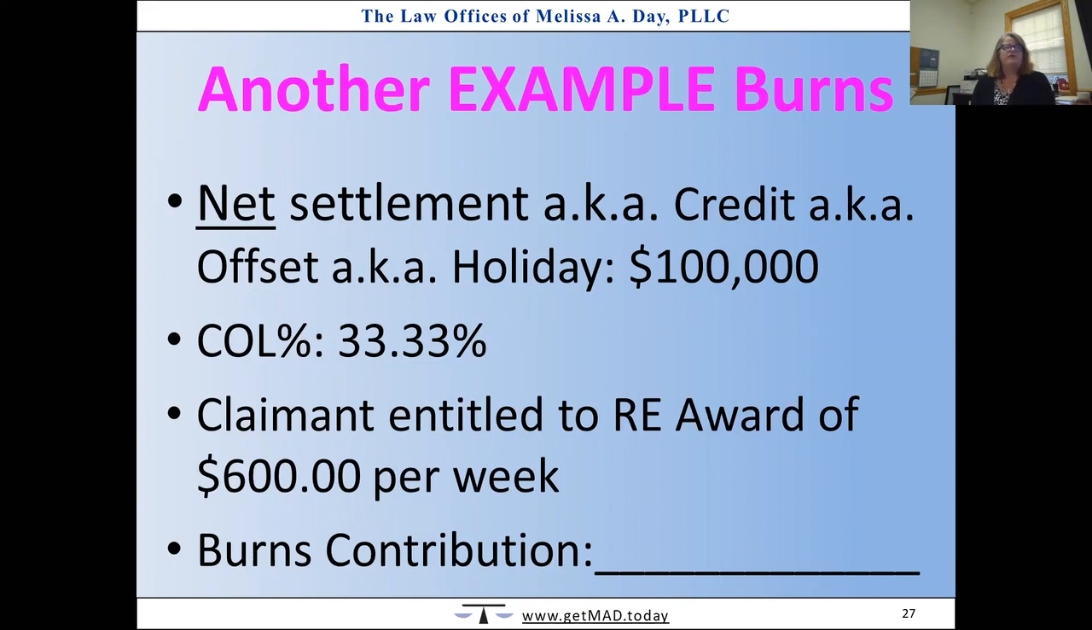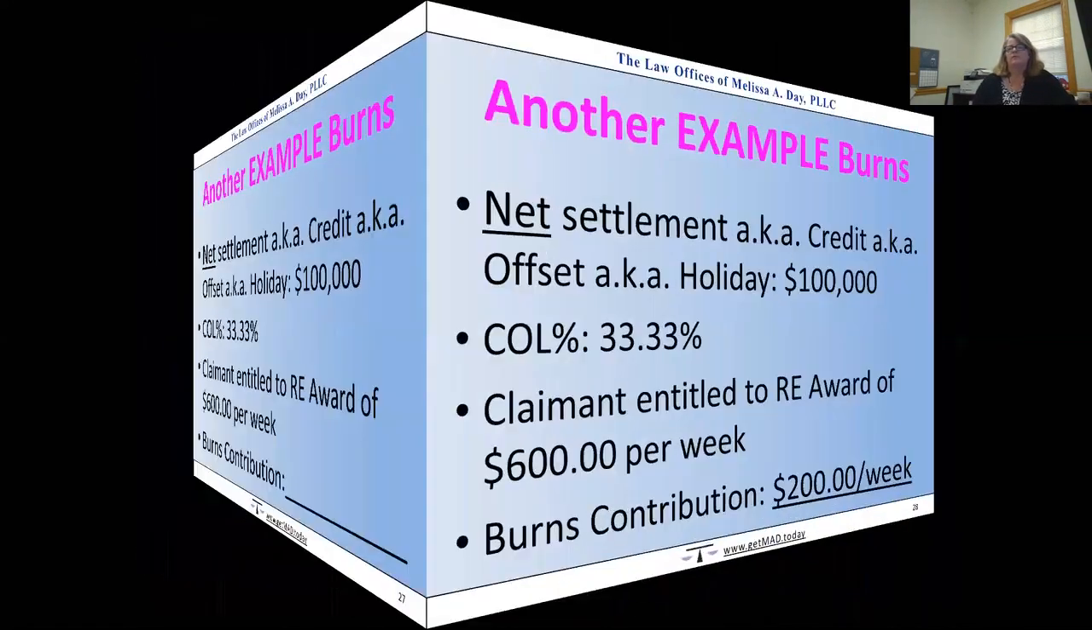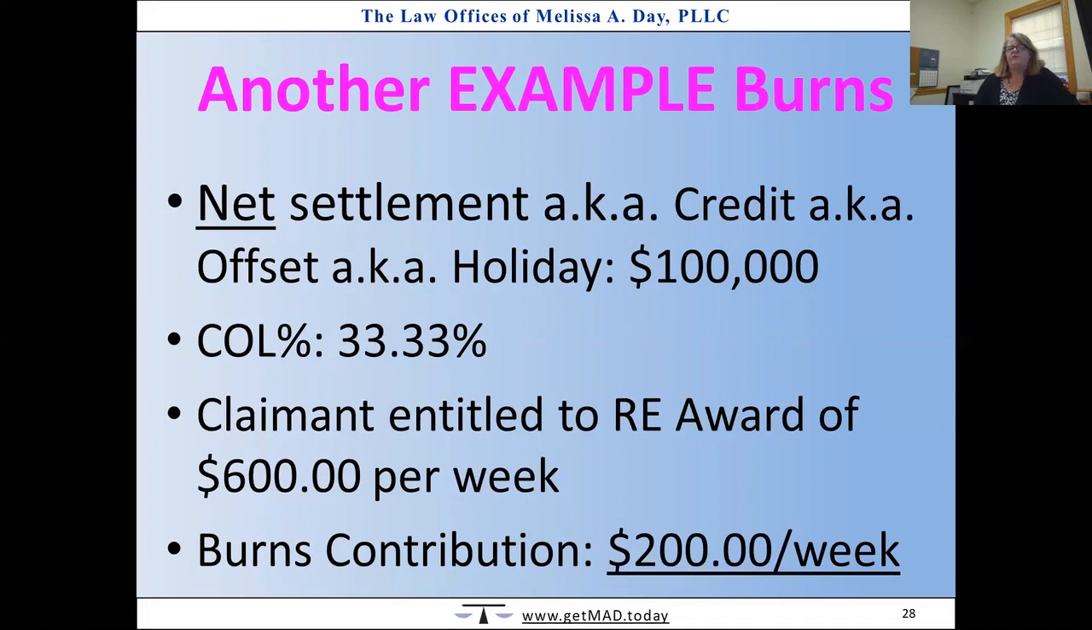To calculate your Burns contribution, you're going to take the percent cost of litigation times the amount of the credit realized, and that gives you the Burns contribution. This is a pretty simple example here. Your Burns contribution, if somebody's receiving $600 per week in awards and the cost of litigation is 33 1/3, is going to be $200 per week. So in other words, the benefit to you is that you didn't have to pay $600 per week in an indemnity benefit. And so you need to pay for that benefit. You're going to pay for that benefit in the same proportion that the plaintiff or the claimant paid in obtaining the recovery, which in our situation was 1/3 of the gross recovery. And so you will pay for your benefit at the same percentage.